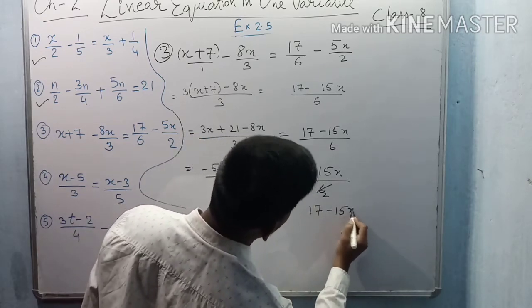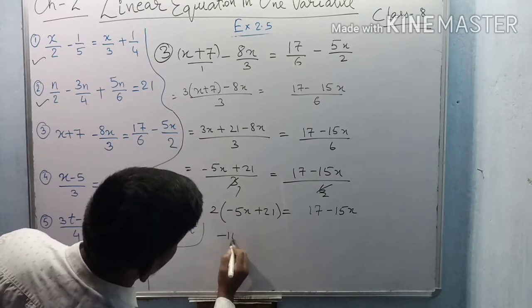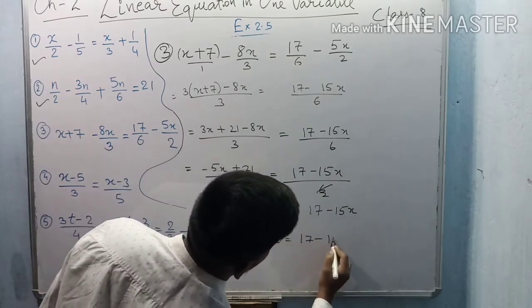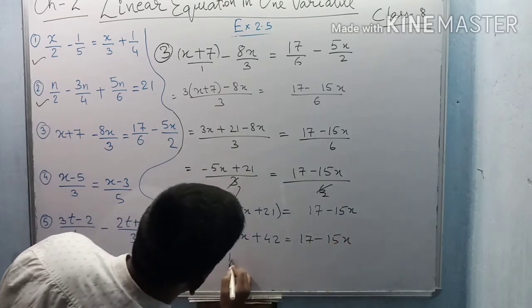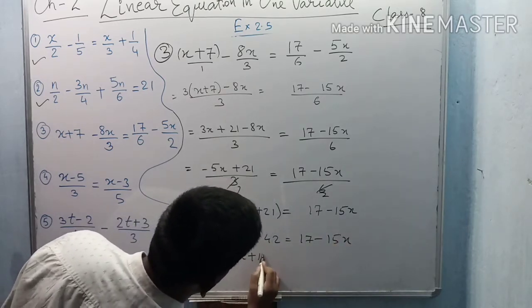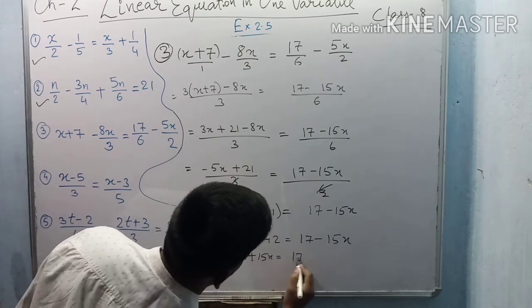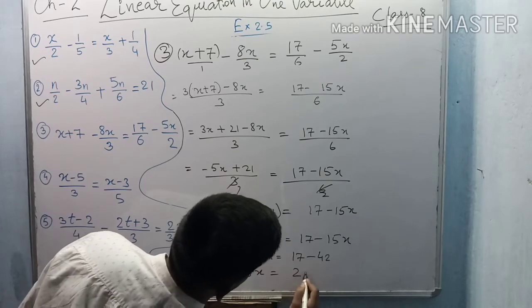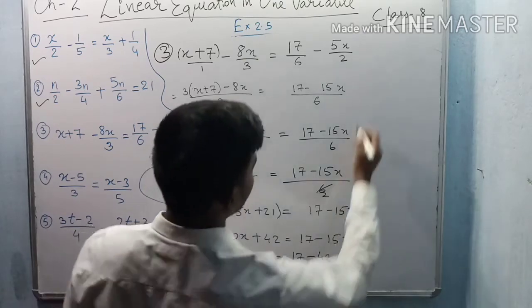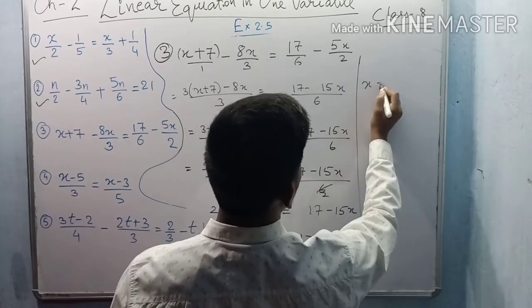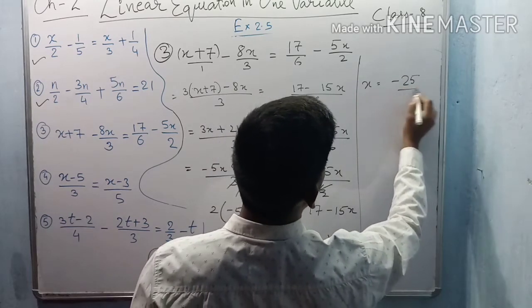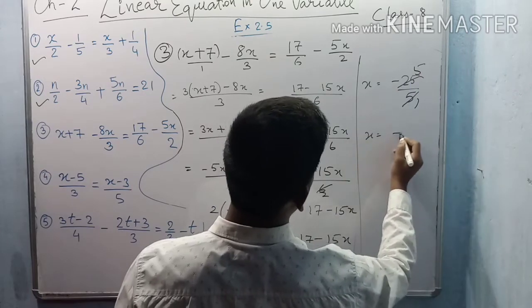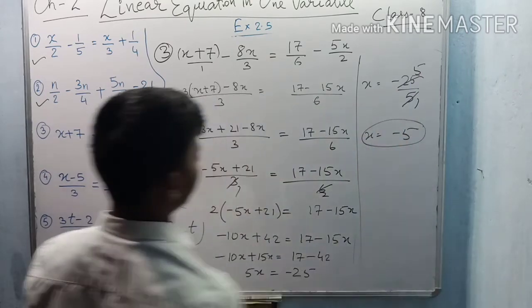minus 15x. So 2 times minus 5x is minus 10x plus 42 equals 17 minus 15x. Minus 10x plus 15x equals 17 minus 42. This will become 5x equals 20 minus 25, so x will be minus 25 by 5. So 5 ones are 5, 5 fives are 25. So x equals minus 5 is the answer.